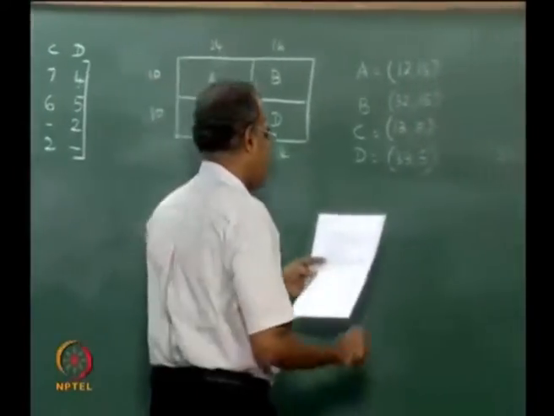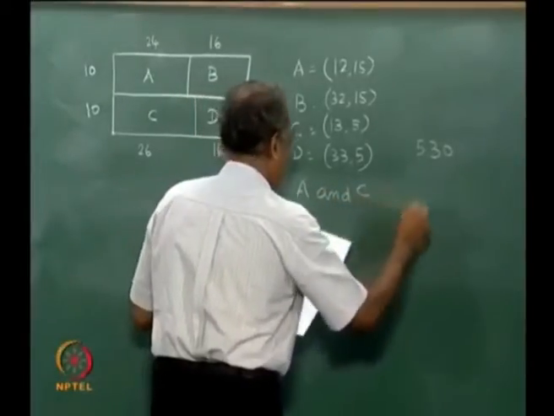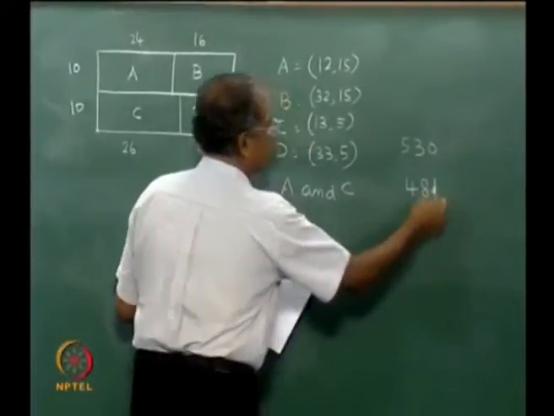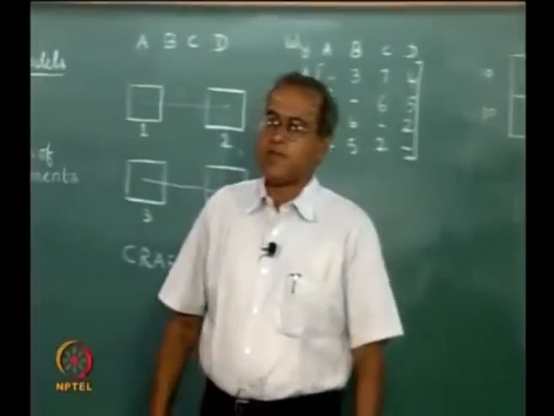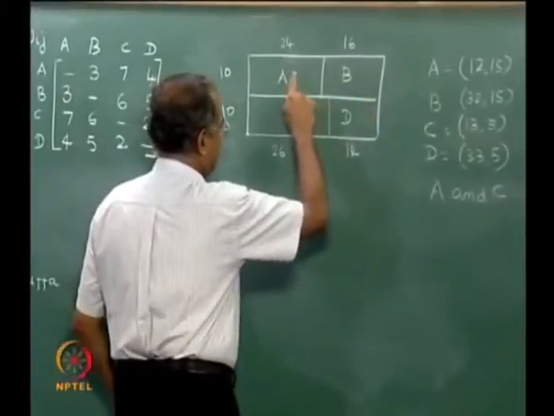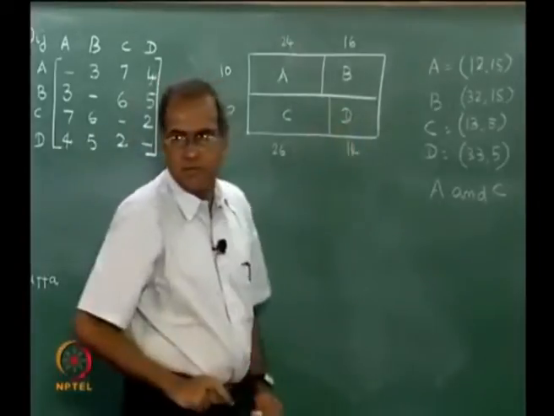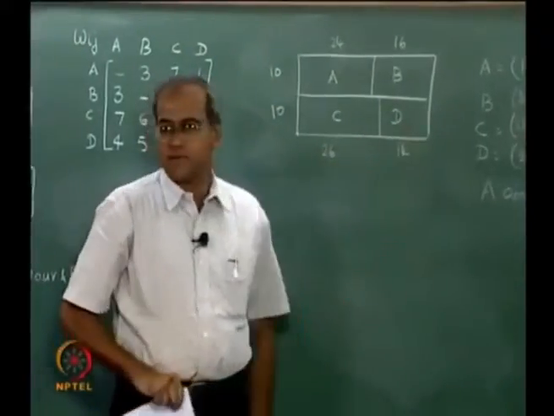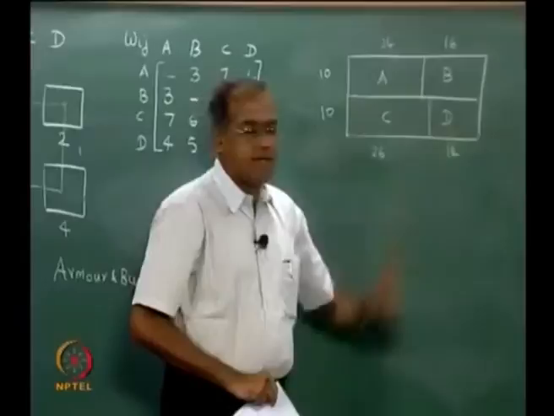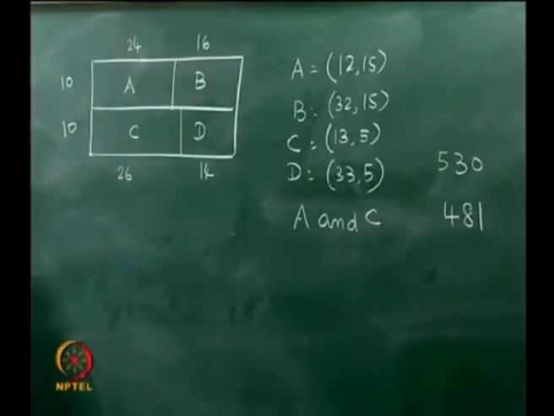the best exchange happens between A and C with value equal to 481. So, we have considered 5 exchanges, that is between A and B, A and C, B and C, B and D, C and D by exchanging the centroids. We have not considered A and D because they do not have a common border, and out of the 5 we realize that exchanging A and C gives us a good value of 481.